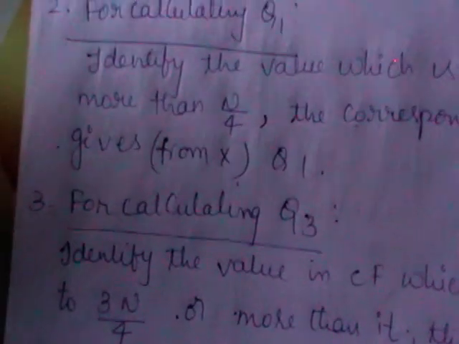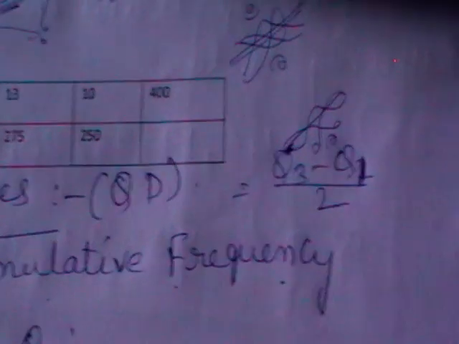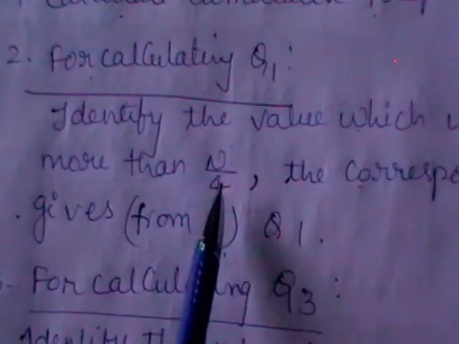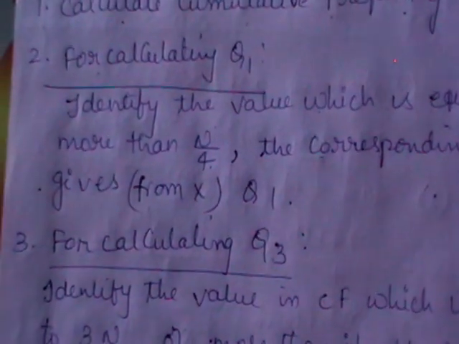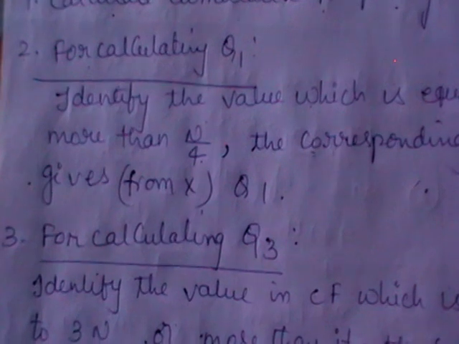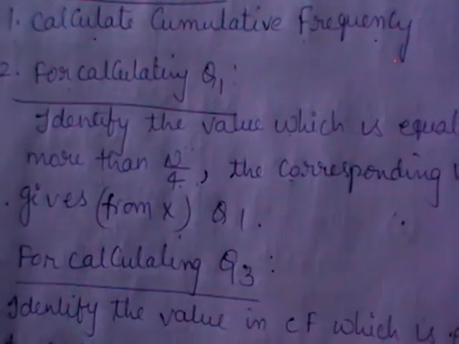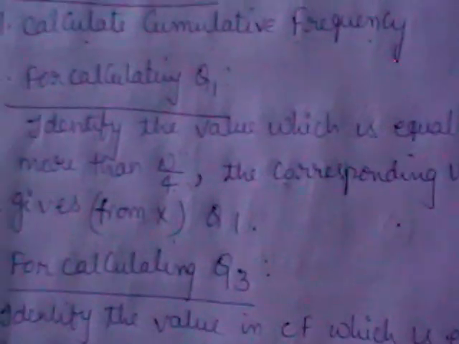Similar steps here also. First, calculate the cumulative frequency for the data. You need to calculate Q1 as well as Q3. For a median, as it divides the data into two equal parts, you have considered capital N by 2. As quartiles divide the data into 4 equal parts, you take N by 4. Divide N by 4. The corresponding value gives you Q1.